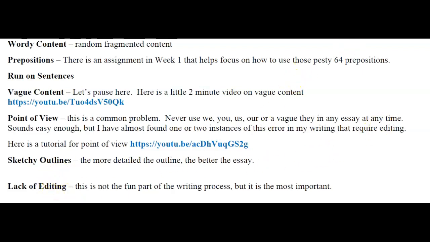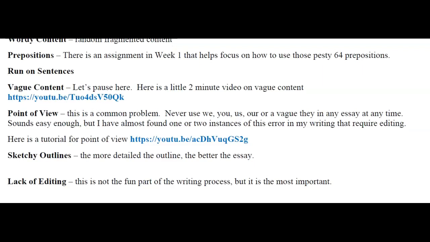Sketchy outlines. Until outlines become your friend, sometimes it's a temptation just to write a sketchy outline, just to get it done. But I'm telling you, the more detailed the outline, the better the essay, always.